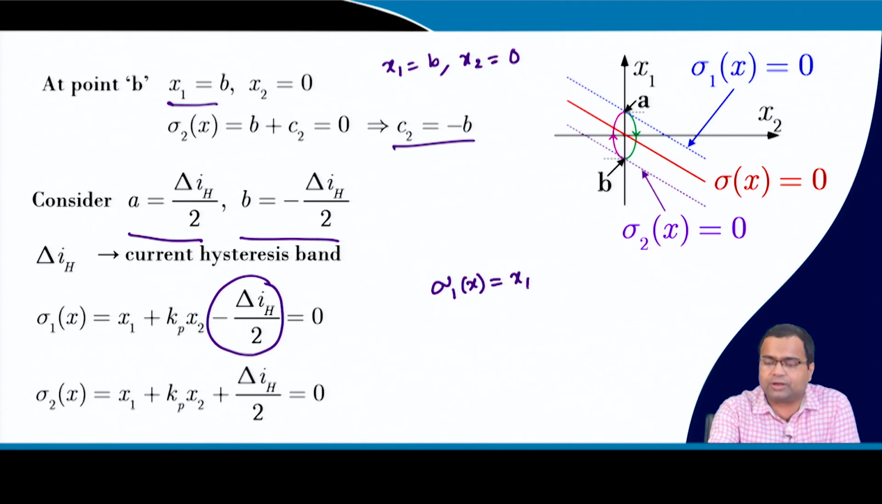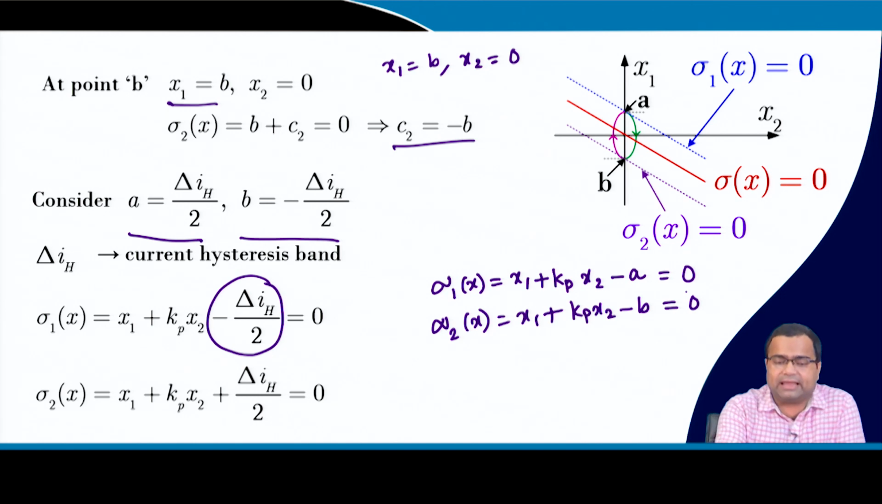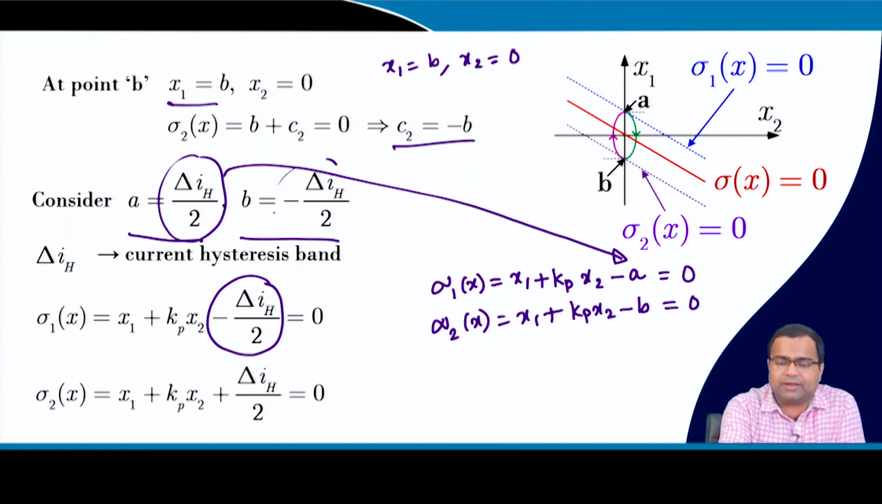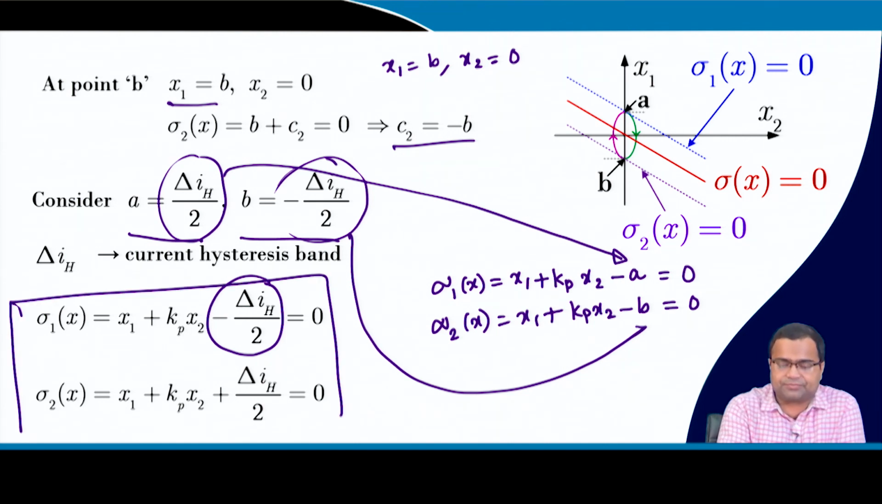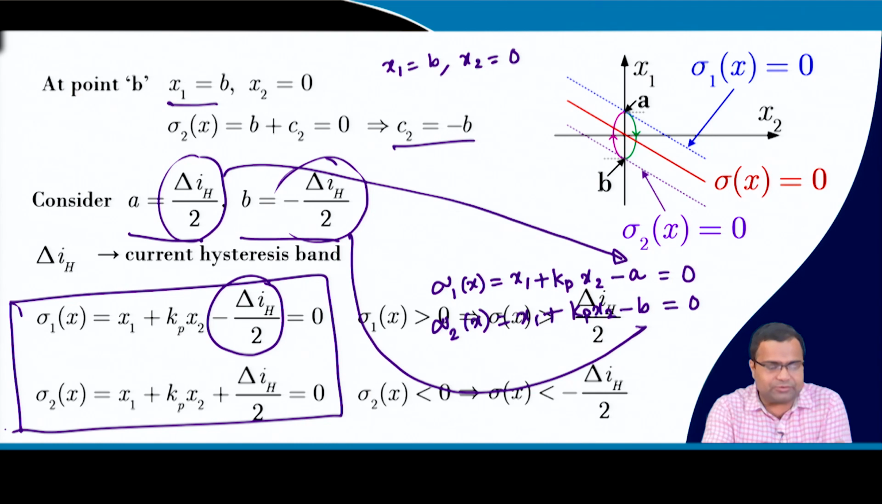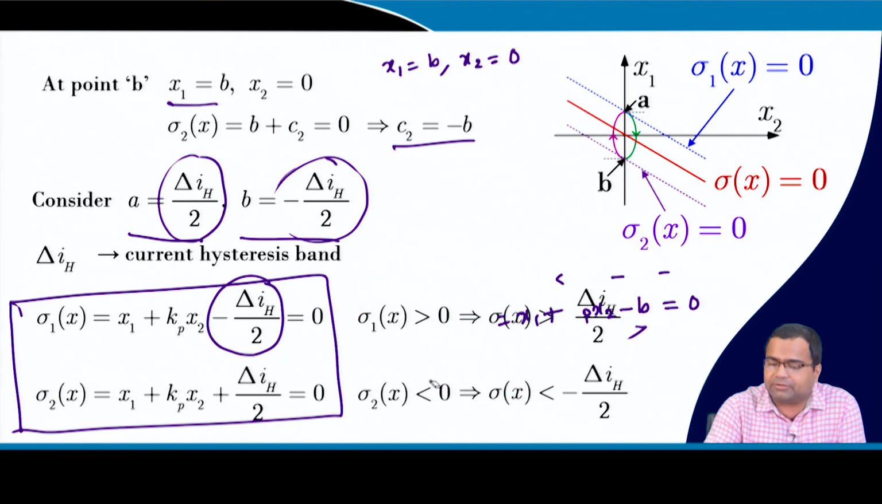It was equal to x1 plus Kp x2 minus A, and that is equal to 0, and we found sigma 2x is equal to x1 plus Kp x2 minus B, equal to 0. Since we are taking A equal to delta IH by 2, we substitute it here, and B equal to minus delta IH by 2 is substituted here. So, we end up with these two equations, right, these two equations. And then what will be our switching logic?